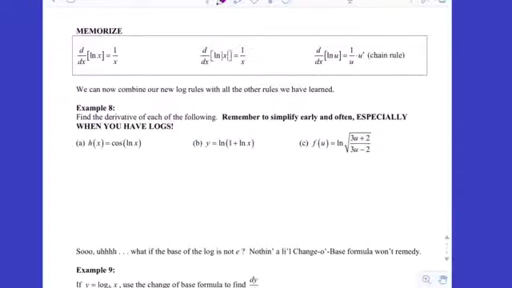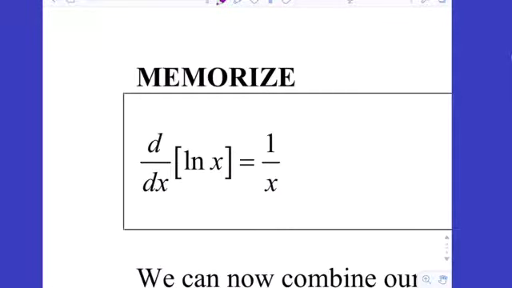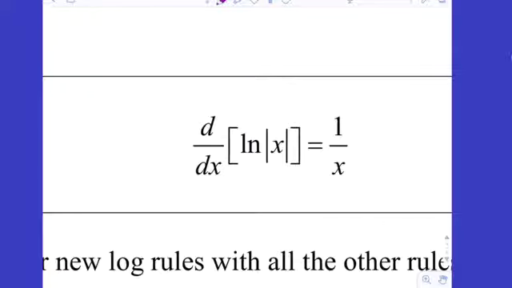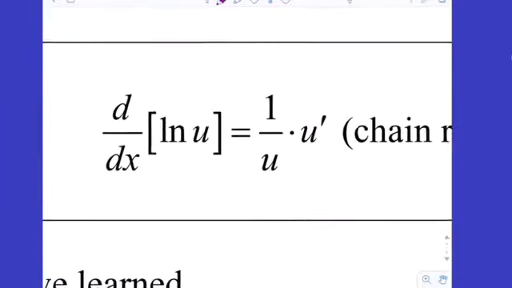All right, so we did get to this box yesterday to memorize. The derivative of the natural log of x was 1 over x. Memorize that. And if I add absolute values around the x, does it matter? No, they go away. And we saw why. We saw why graphically, and we saw why algebraically with the piecewise decomposition. And then the chain rule built right in. The derivative of the natural log of u is 1 over u times u prime.